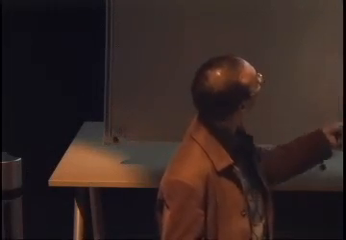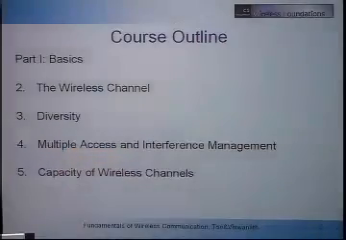Then I'll revisit some of these concepts more from a fundamental, capacity point of view. As Ramesh already said, a lot of the recent developments really come from the introduction of ideas from information theory into the wireless communication problem. To set the stage for introducing the modern developments, I will talk a little bit about the capacity of the wireless channel, and that will probably be the end of the first day.